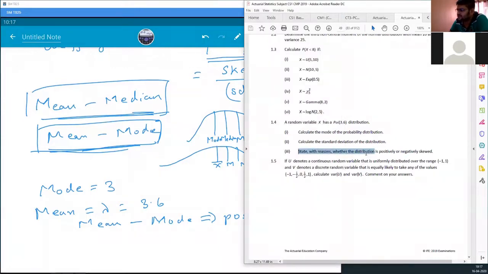Here it says: state with reason whether the distribution is positively or negatively skewed. So one reason might be that Poisson distribution is always positively skewed. The other reason might be that mean is larger than the mode, hence this distribution is positively skewed. So we can compare mean and mode and say whether it will be positively skewed or negatively skewed.